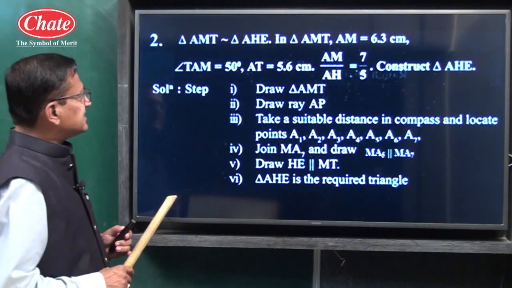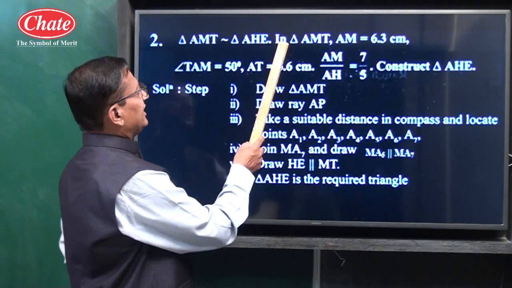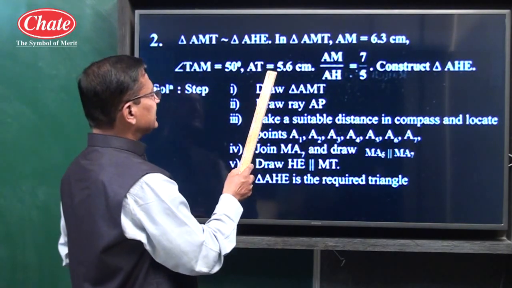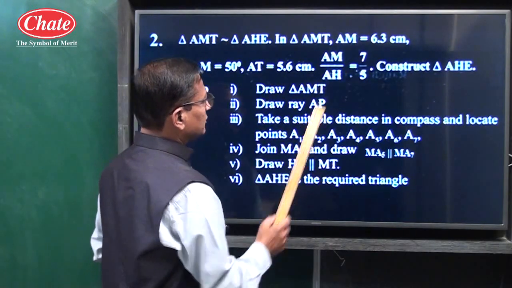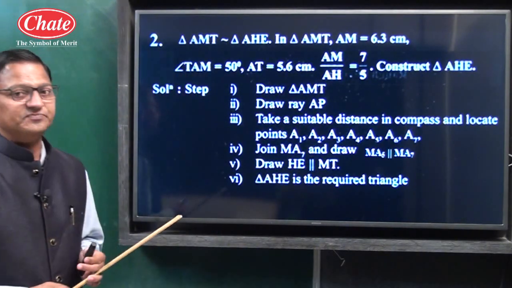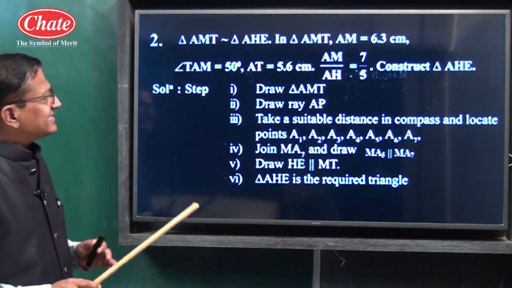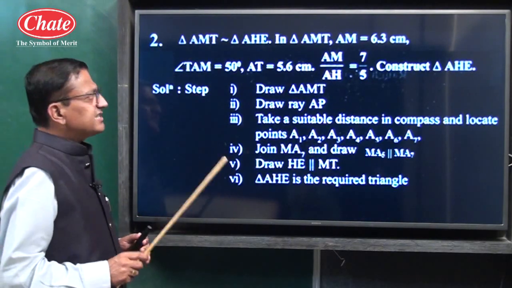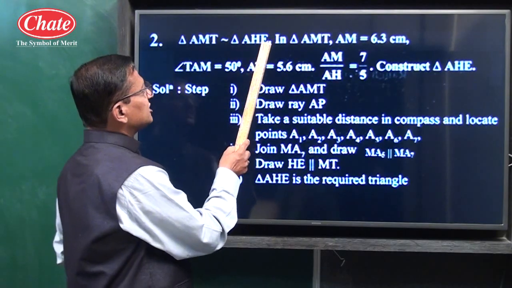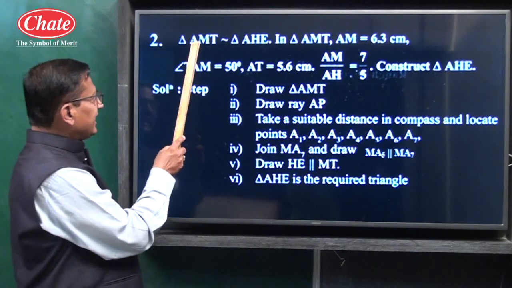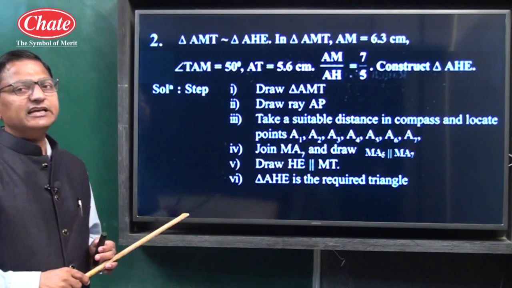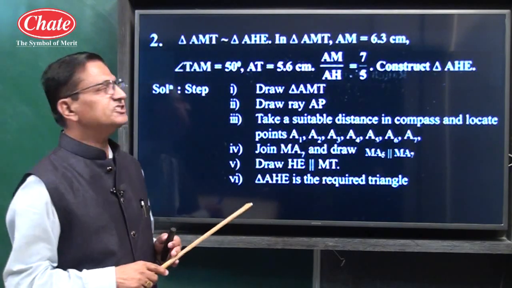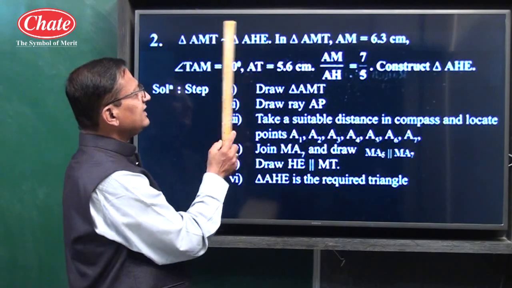Triangle AMT is similar to triangle AHE. In triangle AMT, AM is equal to 6.3, angle TAM is equal to 50 degree, AT is equal to 5.6 centimeter, AM by AH is equal to 7 by 5. Construct triangle AHE. This is the second type. See the example carefully. The first triangle is triangle AMT and the second triangle is triangle AHE. Here vertex A is common in both the triangles, triangle AMT and triangle AHE.